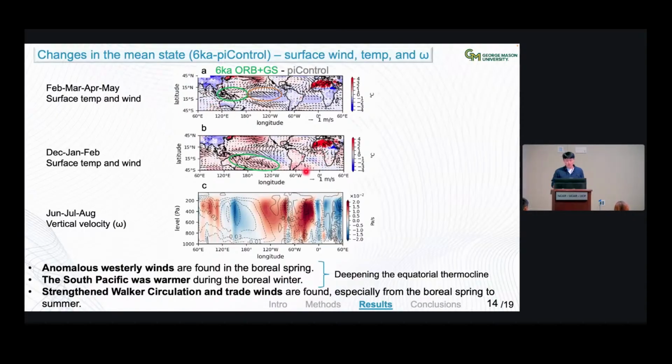And also at the same time, during wintertime, we can see South Pacific is warmer. In general, the water from this region is subducted to the equator. Therefore, if warmer water is subducted to the equator, that can also reduce the stratification. In other words, it can also help explain thermocline deepening. And interestingly, from panel C, we can see anomalous upward motion over the Western Pacific and anomalous downward motion over the Eastern Pacific, which pretty much means strengthened local circulation over the Pacific. That can be also seen from strengthened trade winds at the surface.